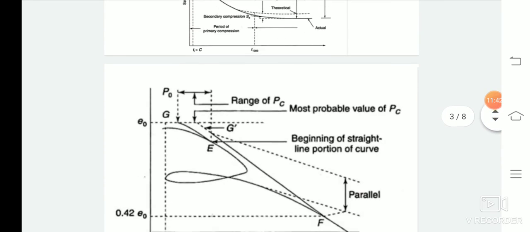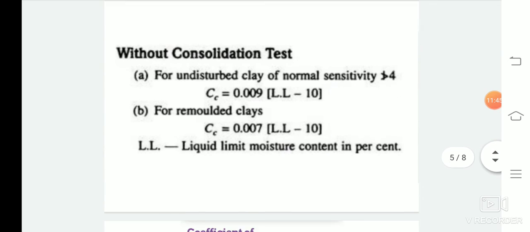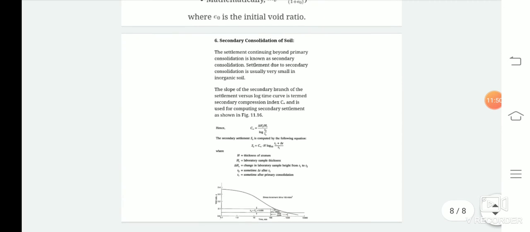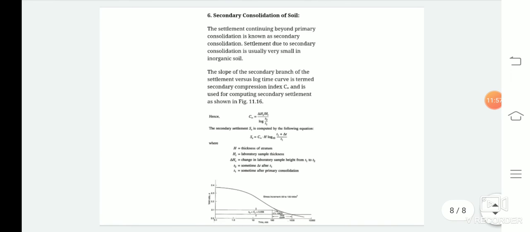So next we are going to study the secondary settlement, that is Ss, which is another important settlement, and Ss is mainly occurring due to secondary consolidation of the soil. So how is the secondary consolidation occurring? When the excess pore pressure due to consolidation has been dissipated, the change in void ratio continues, but at a very reduced rate. This phenomenon is known as secondary compression or secondary consolidation.